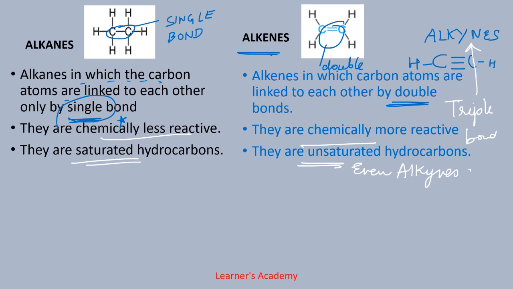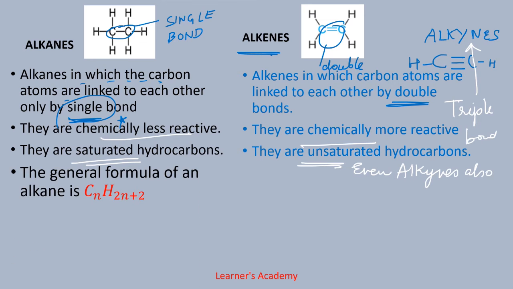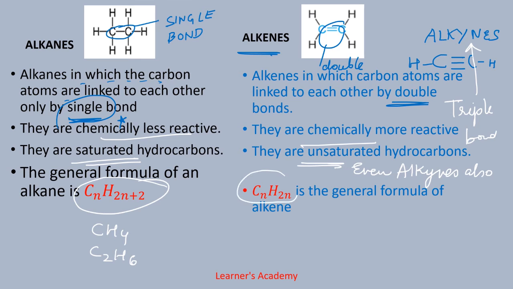So now the last point: the general formula for an alkane is CnH2n+2, whereas CnH2n is the general formula for an alkene. Now I want to ask you, what is the general formula for alkynes? It will be CnH2n-2. And the simplest alkyne is C2H2. So that was all for alkanes, alkenes and alkynes.